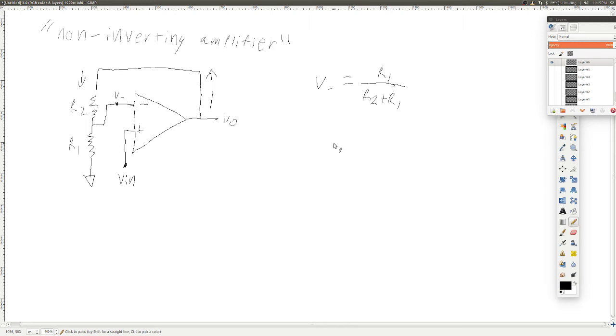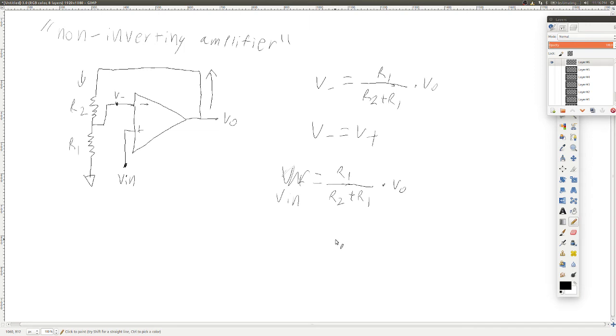Okay. So, knowing that, if V minus is R1 over R2 plus R1 times V out, we also know that V minus is equal to V plus. So that means that V plus is equal to R1 over R2 plus R1 times V out. But we don't want V plus, we want V in and V out. Good news is V plus is V in, so V in is equal to R1 over R2 plus R1 times V out.